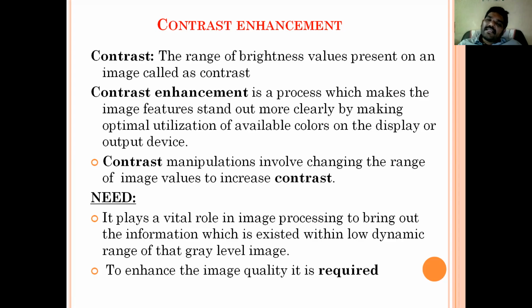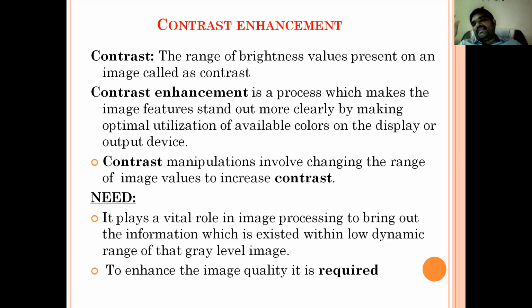What is the need for contrast enhancement? The first is whenever it is required. The second is when the image is captured with a low dynamic range of grayscale. If you try to capture the image of a circular from the notice board from a distance, the image is not clear. Distance is only one of the parameters; if you capture the image at an acceptable distance, you can get a good image. What I am saying is that we bring out the information which exists within a low dynamic range gray level image.